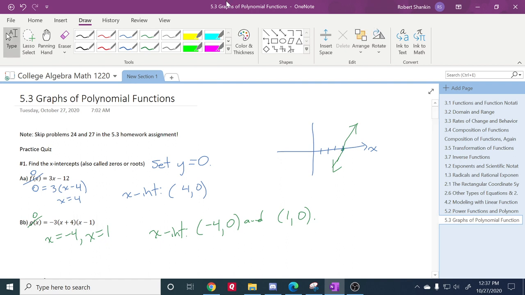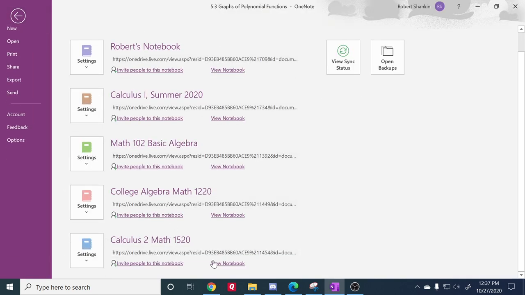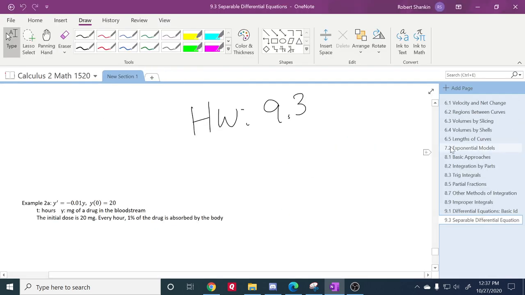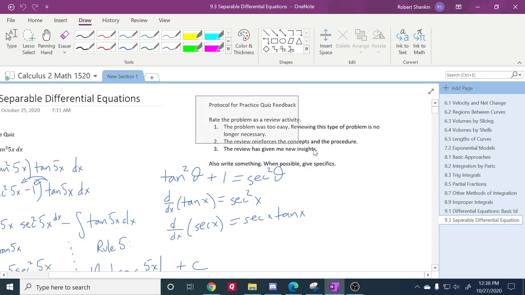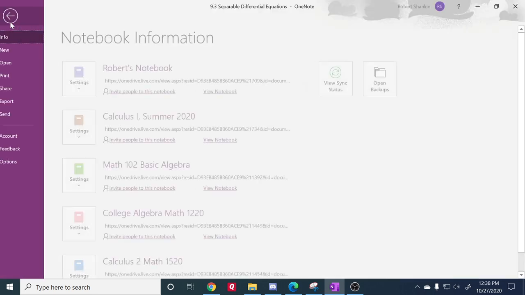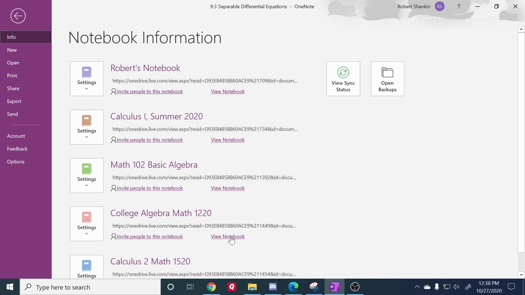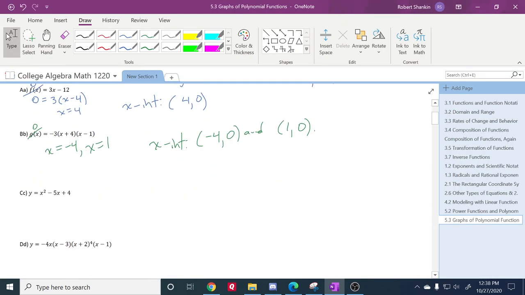And for the feedback, let me grab something over here. Hang on a second. I've been thinking about the protocol for feedback. I want to make it a little bit different. Alright, I'll use this.